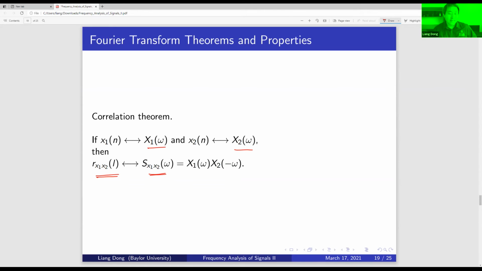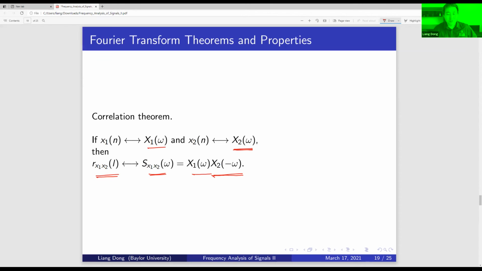And that is capital X1 omega times capital X2 negative omega. So we're simply taking one of those signals and doing a reversal, which flips the frequency to negative omega. Now, how to prove that? Well, easily from the previous properties, right?